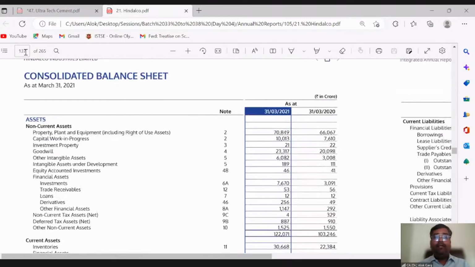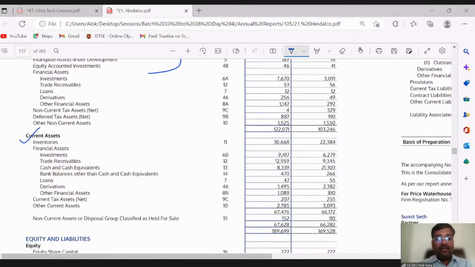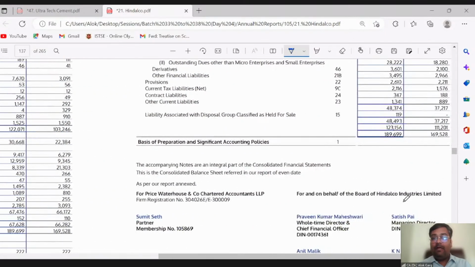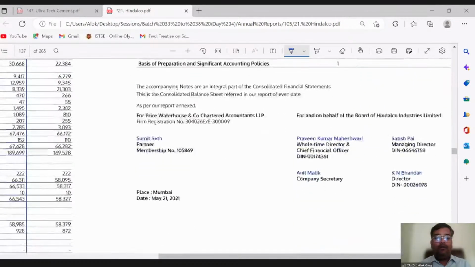Let me show you the balance sheet first. Non-current assets, there are a lot of non-current assets. Then current assets, and after current assets, there is a non-current asset or disposal group classified as held for sale. And let me show you the liabilities part also. This is the current liabilities. On the left side, non-current liabilities are also there. So this is a complete balance sheet.